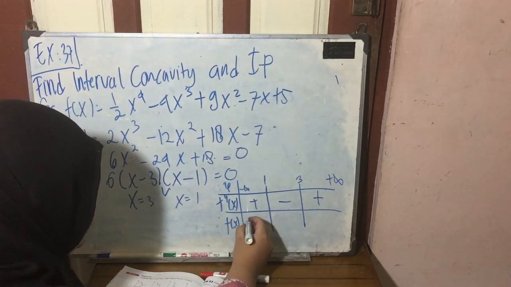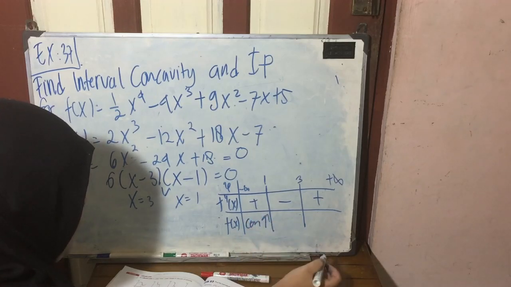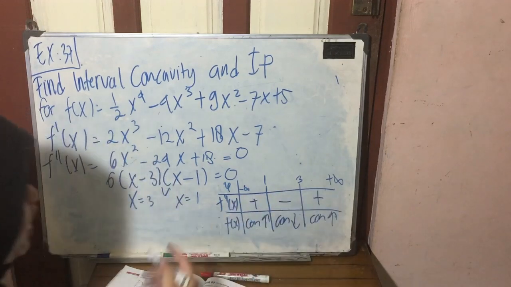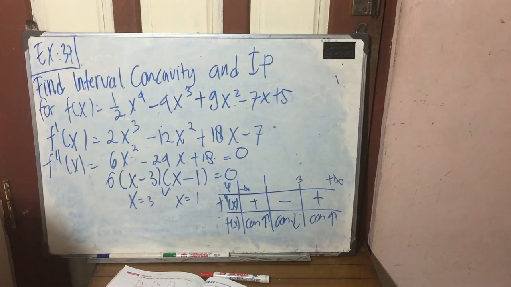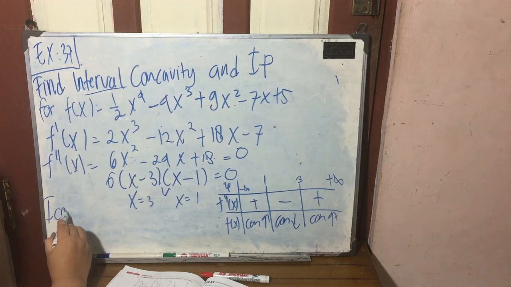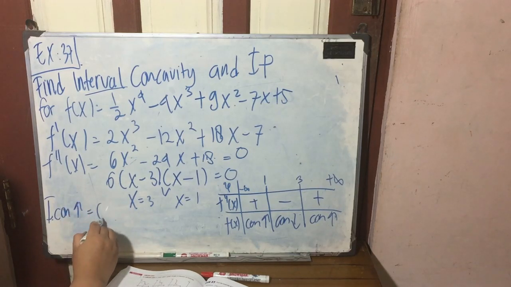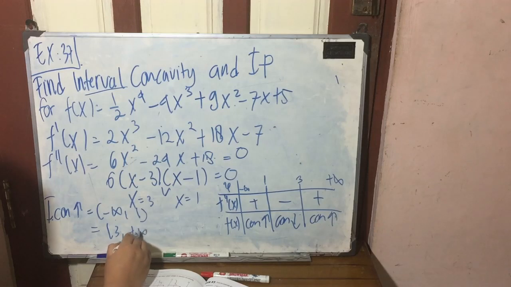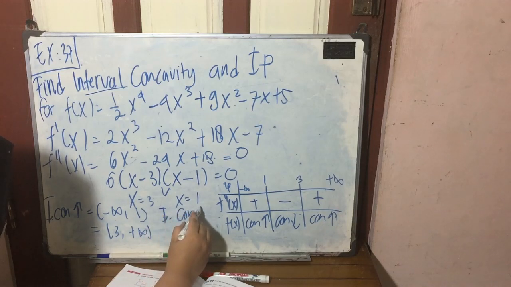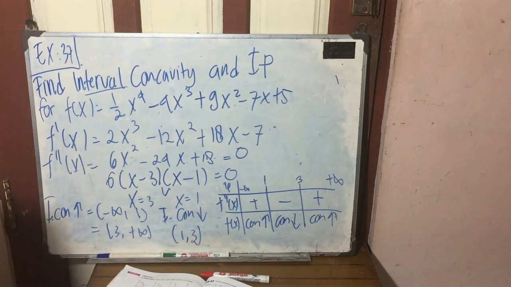So this one is concave up, then concave down, then concave up. Okay, you already know concave up and concave down. They asked us for the intervals. The intervals where it is concave up are minus infinity to 1, and 3 to positive infinity. How about concave down? The interval where it is concave down is 1 to 3.